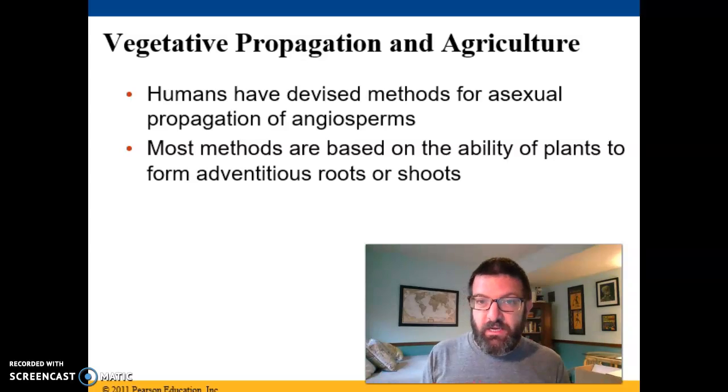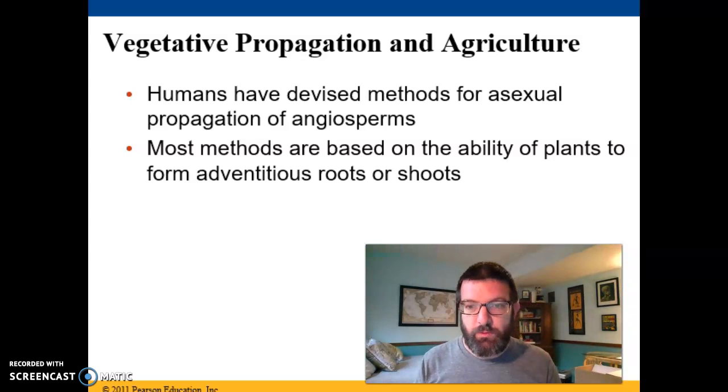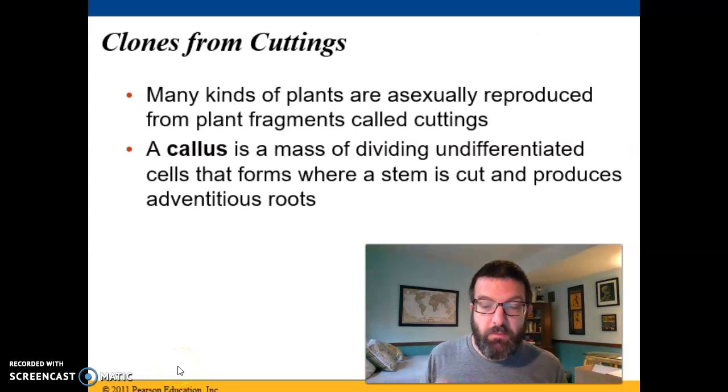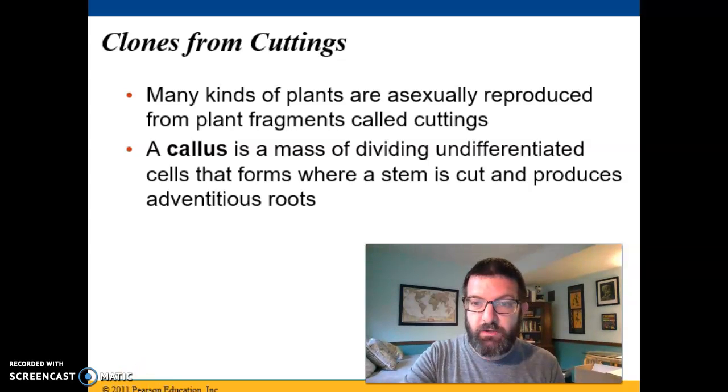We humans have been taking advantage of plant asexual reproduction in agriculture for hundreds and hundreds of years. For instance, like my mother-in-law, people will take cuttings, and as long as inside that cutting is a callus or a mass of undifferentiated cells that can become any kind of plant tissue, as long as it has that, then it can grow into an entirely new genetically identical plant.